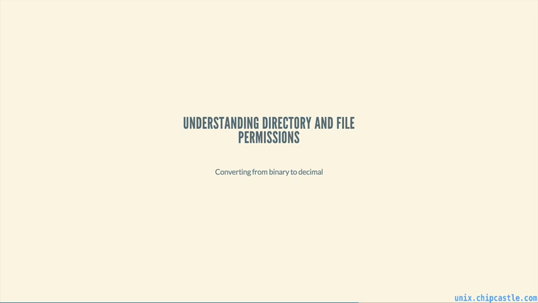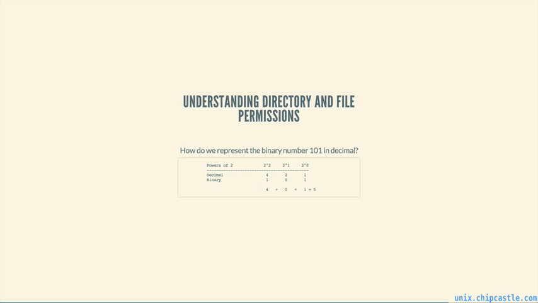So now that we've shown how to convert decimal to binary, let's try it the other way around. In this example, I'd like to know how we represent the binary number 101 in decimal. If we revisit our powers of 2 table, we can see 2 to the 2nd power, which is 4, is set. Moving to the right, we see 2 to the 1st power, which is 2, isn't set. And finally, 2 to the 0th power is also set, which basically means we're adding 4 plus 0 plus 1 to equal 5.